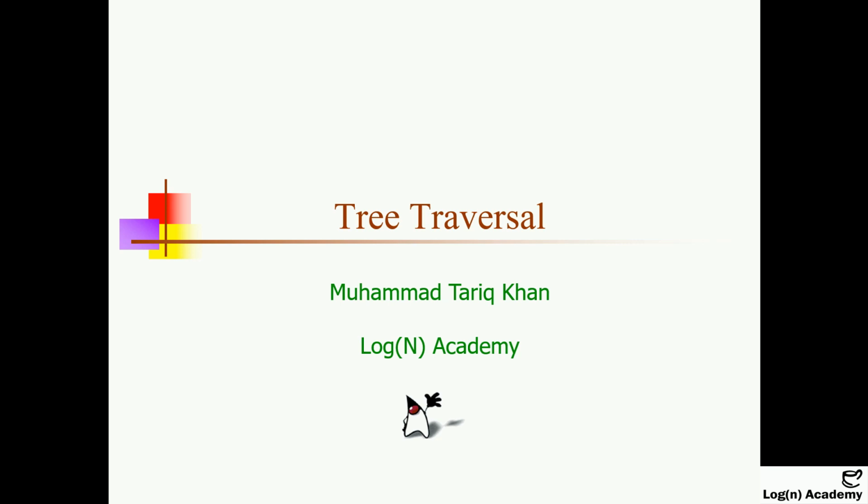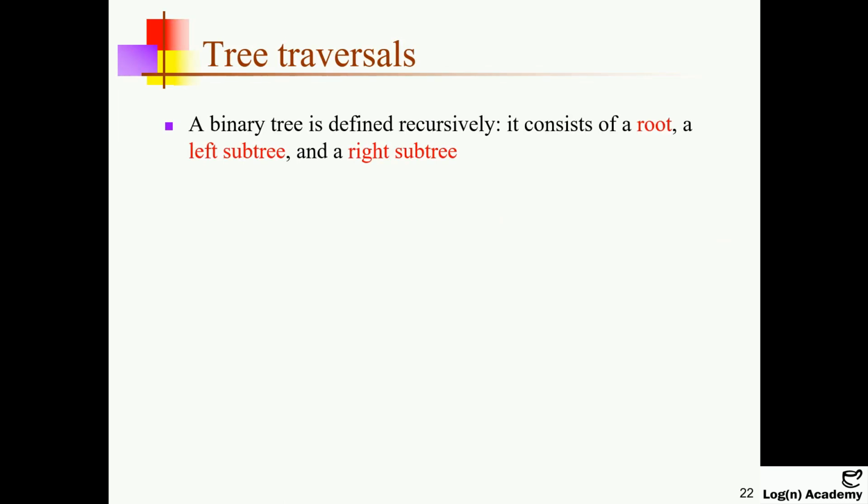We have seen the insertion operation, we have seen the deletion operation, and now, if we want to display the nodes of the binary search tree, we can use the traversal technique to display the nodes and the data of the binary search tree. So, let's get started. A binary tree is defined recursively. It consists of a root, a left subtree, and a right subtree.